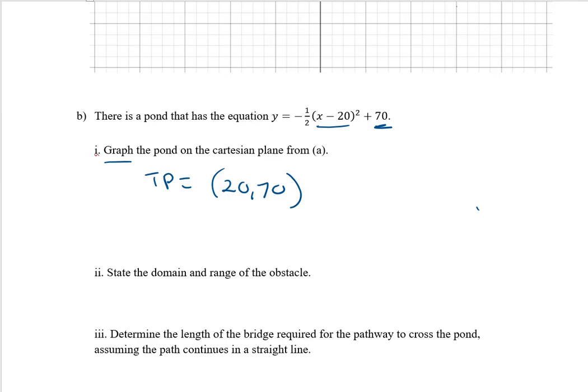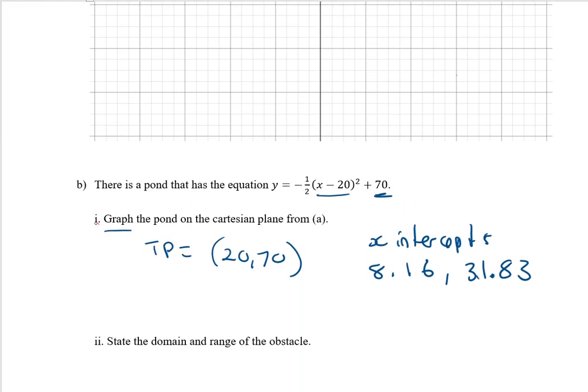That's the next thing. Now I'm going to look for my x-intercepts. We're able to use our ClassPad for this. So if you type it in and graph it and go to interactive and roots, you'll be able to find the x-intercepts that are 8.16 and 31.83. That is the information that we need.